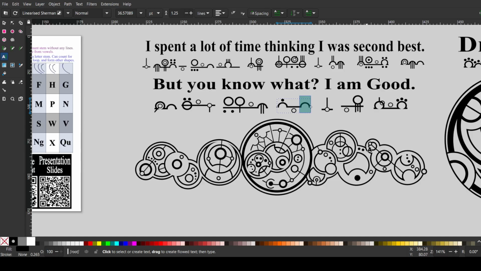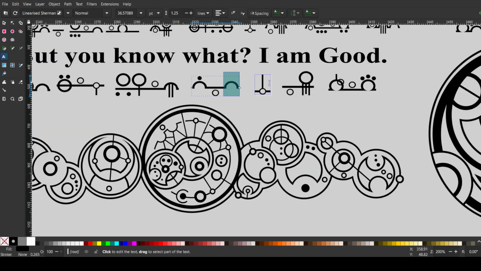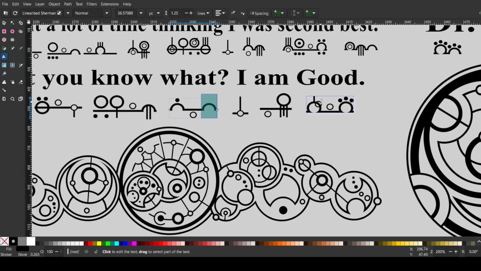So, but you know what? Question mark. I, again, single guy, line going inwards. A, M, 1, 2, 3 lines on the M. G has 1 line. Then we have 1 O. Oh, this is a good example of showing what the O's look like by themselves and then attached. So G, O, O, and then a D has 3 dots. 1, 2, 3. And then here's the period at the end of the sentence.